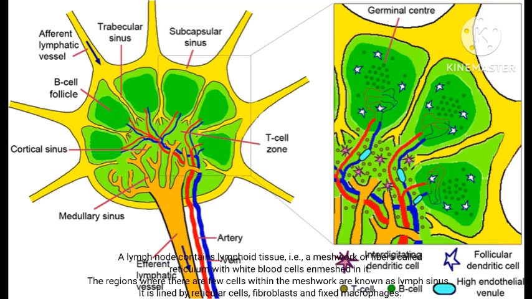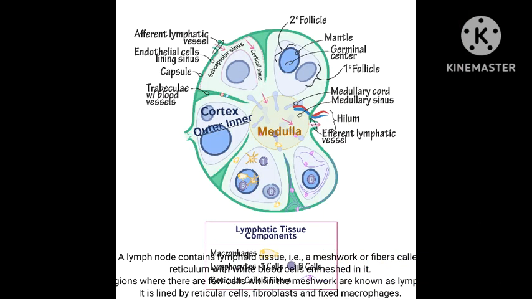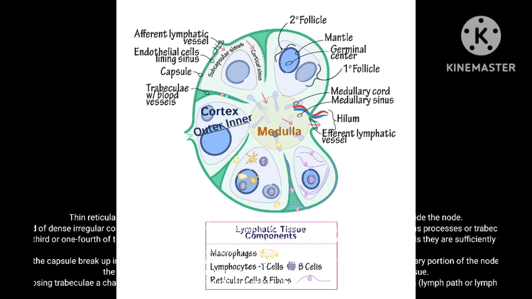A lymph node contains lymphoid tissue, i.e., a meshwork of fibers called reticulum with white blood cells enmeshed in it. The regions where there are few cells within the meshwork are known as lymph sinus. It is lined by reticular cells, fibroblasts and fixed macrophages. Thin reticular fibers, reticulin, of reticular connective tissue form a supporting meshwork inside the node.